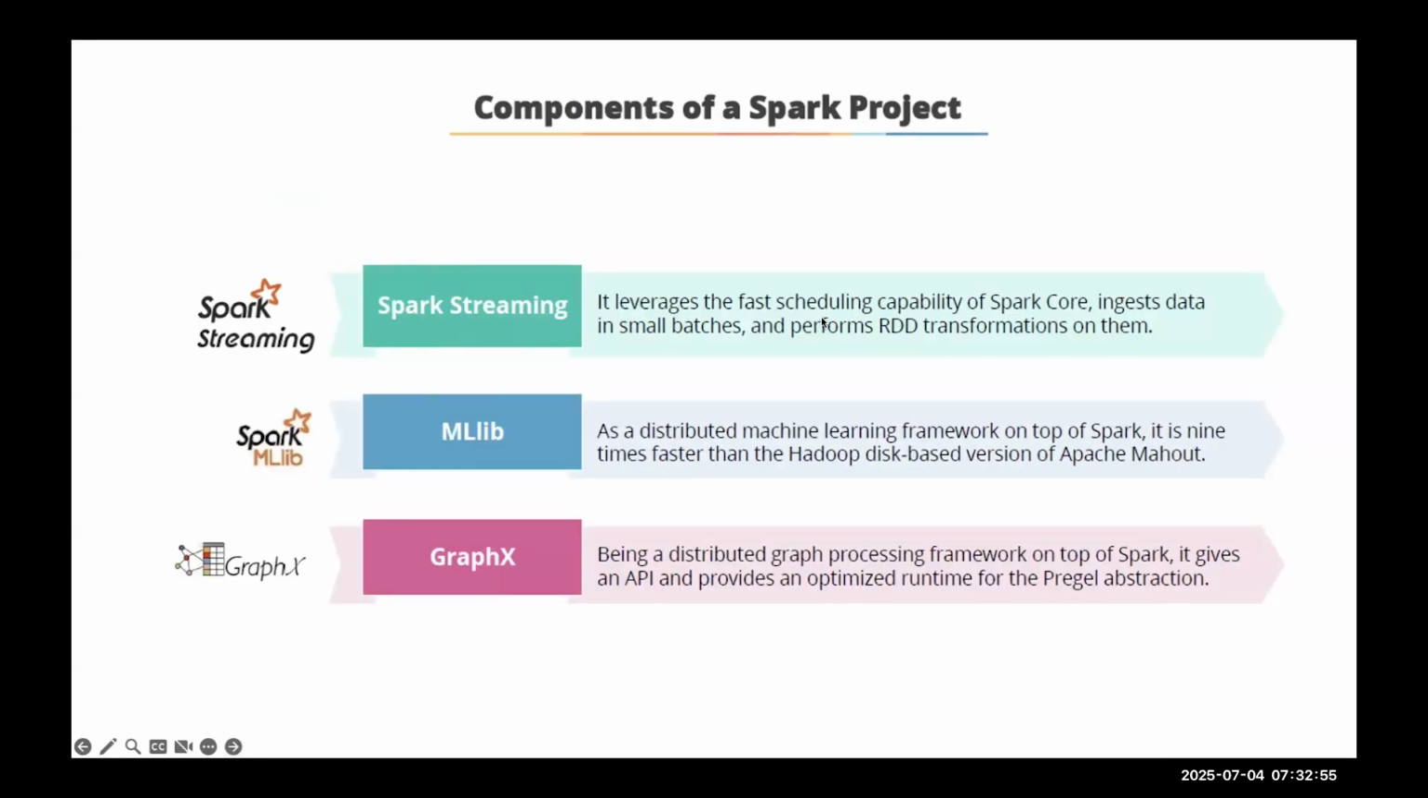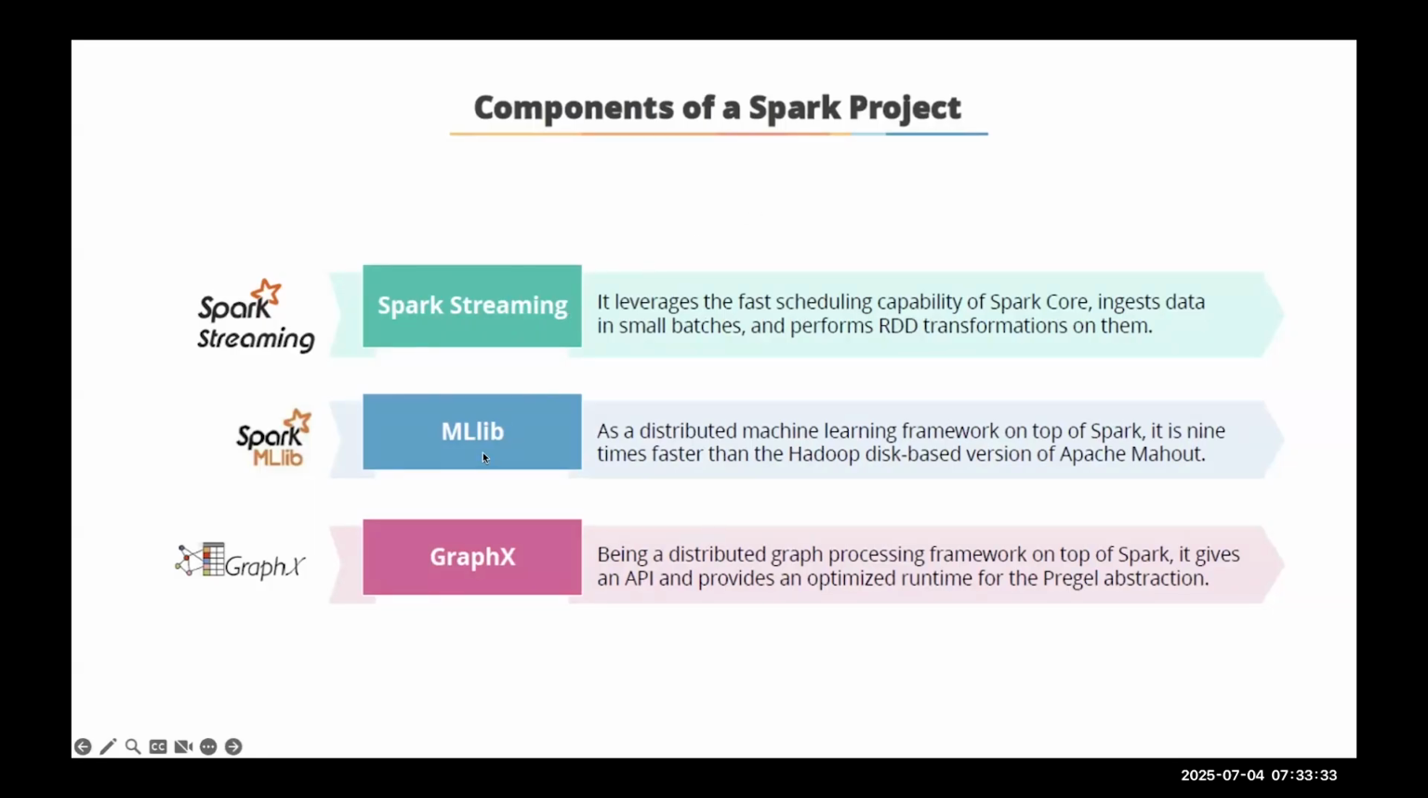Spark streaming leverages the fast scheduling capacity of Spark core and ingests data in small batches. This is not exact real time. Why? Because it is doing the processing in small batches. You can give a time, for example, whatever data you got in the last 5 seconds, you just process it. As it is processing in small batches, we call it near real time, not real time. You have to understand that, because an interview question may come on why you call Spark streaming near real time, not real time.